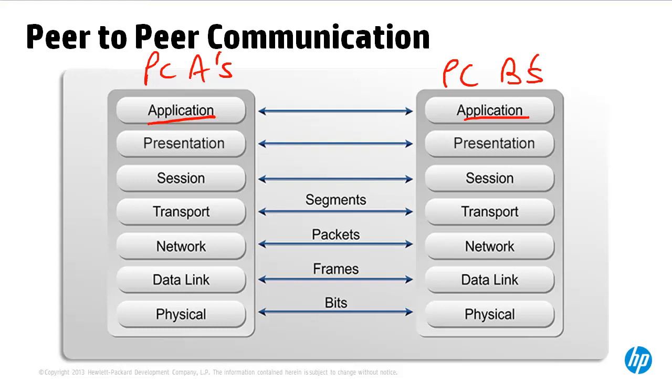Now, specific terms are used in networking to refer to each layer. At the physical layer, the data transmitted is known as bits. At the data link layer, it's known as frames. At the network layer, it's known as packets. And at the transport layer, it's known as segments. So in other words, PCA transmits packets to PCB at the network layer. At the data link layer, for example, frames are transmitted, and so forth and so on.